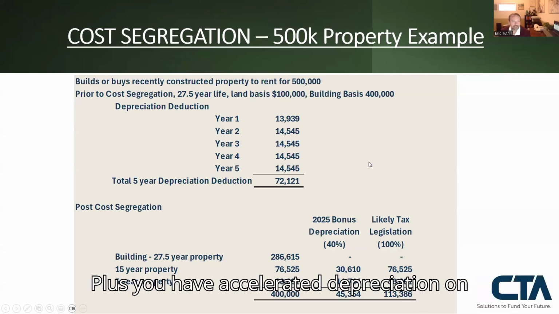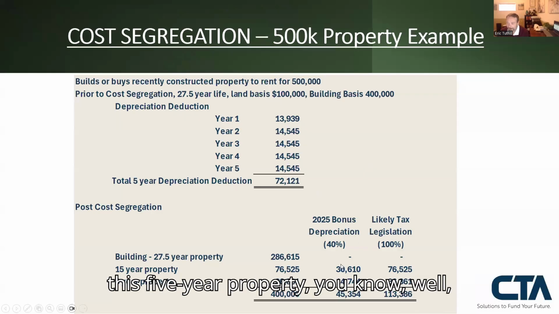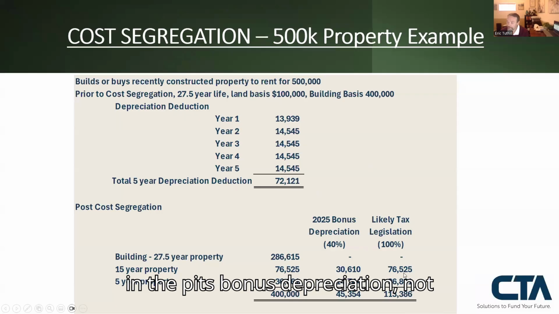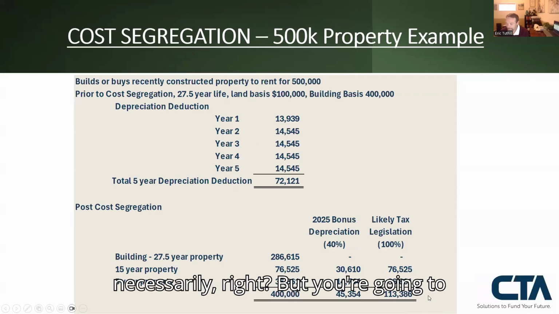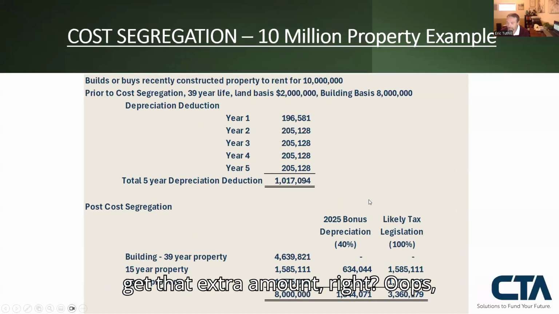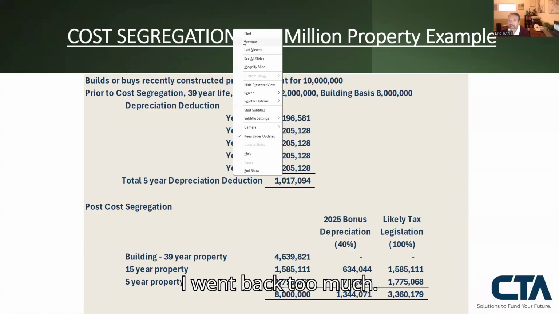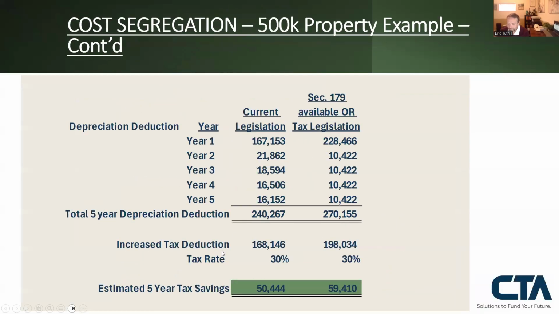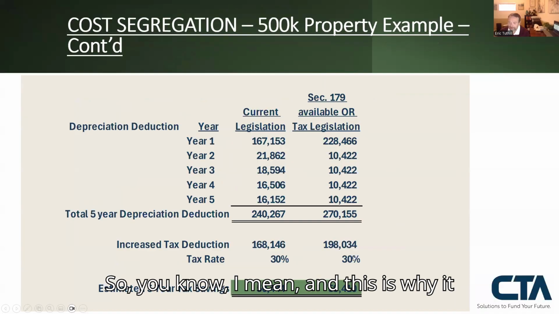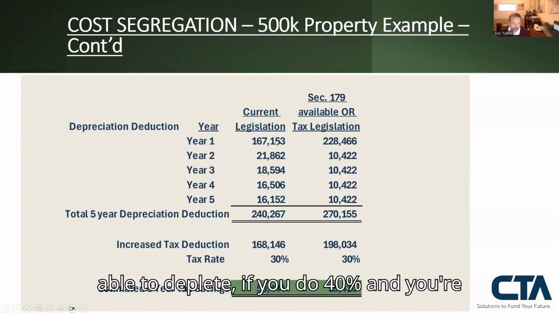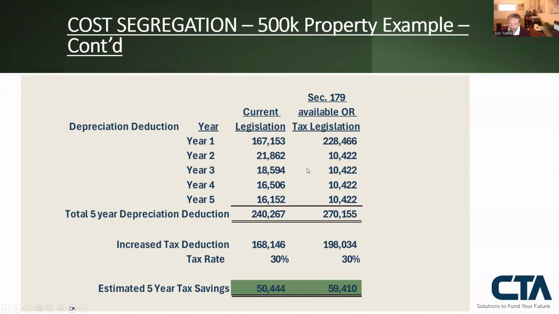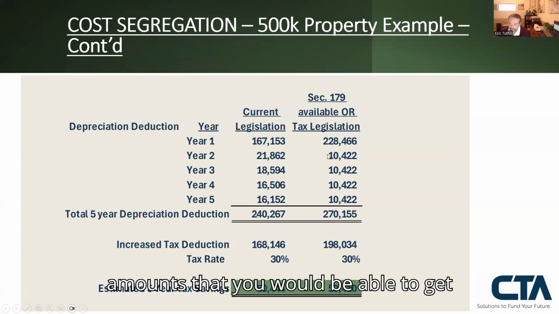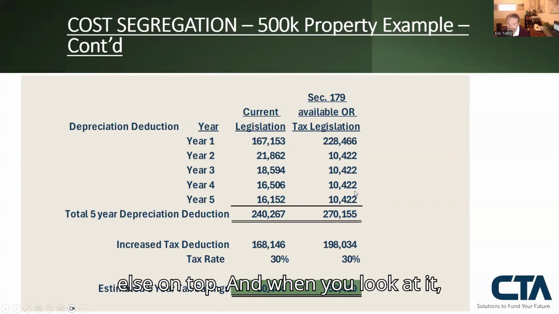Plus you have accelerated depreciation on this 5 year property, and if it's not bonus depreciation, you're still going to get that extra amount, right? Oop, I went back too much. This is why it looks like that, because if you do 40% and you're looking at it over a 5-year period, you're able to deplete a little bit more. So this is basically the amounts that you would be able to get with bonus depreciation and everything else on top.